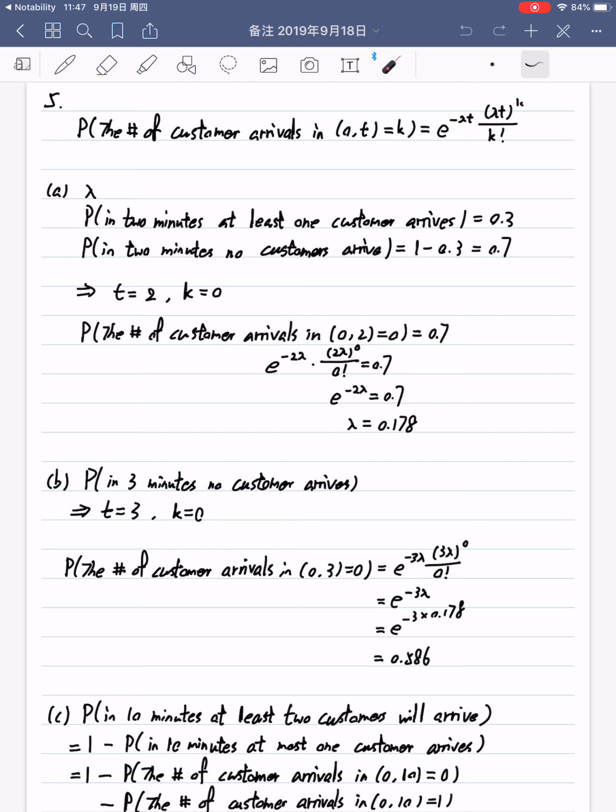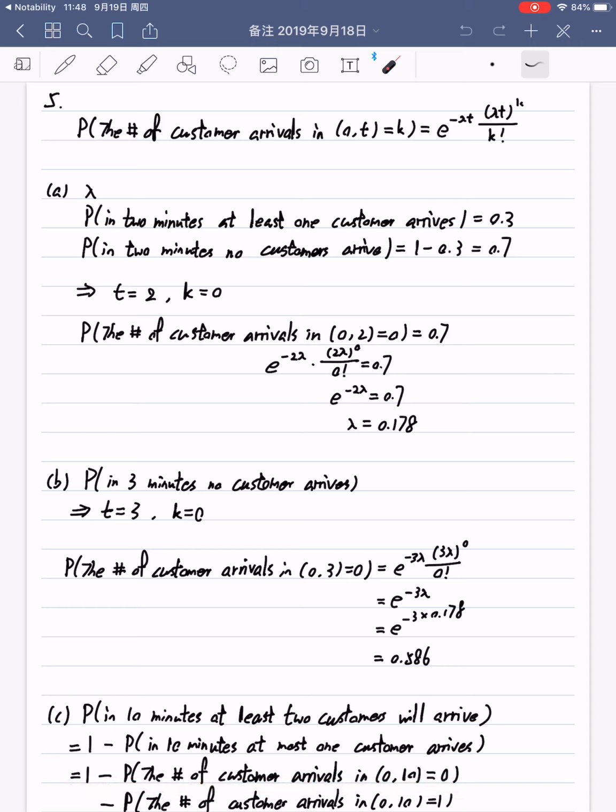Then question C is to get the probability that in 10 minutes at least 2 customers will arrive, which means the probability that in 10 minutes at most one customer arrives is the reverse. So the probability that in 10 minutes at least 2 customers will arrive is equal to 1 minus the probability that in 10 minutes at most one customer arrives, which equals 1 minus the probability that the number of customers arriving in 10 minutes equals 0 or 1.